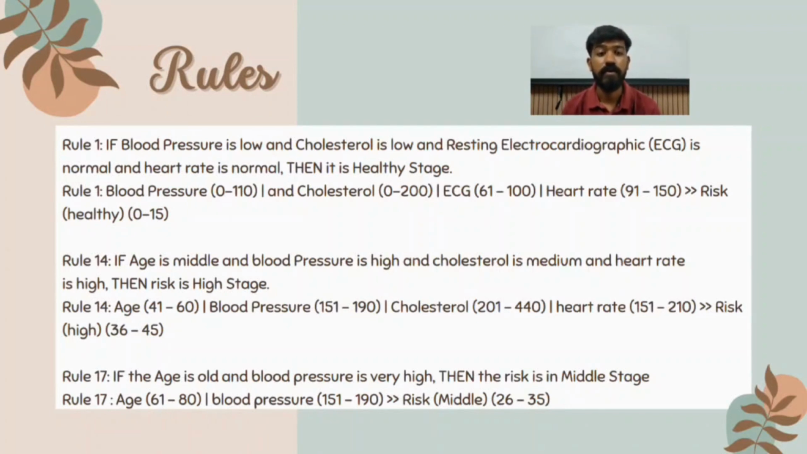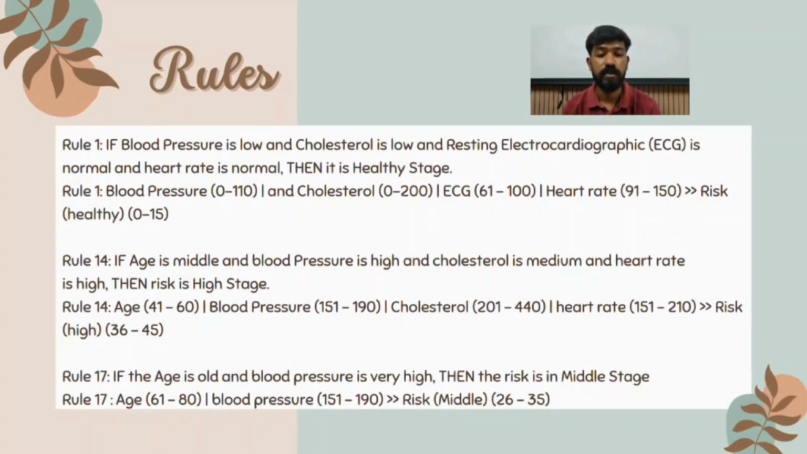So that means blood pressure is low means we are giving the range of 0 to 110. The cholesterol is low, the range is 0 to 200, and ECG is a normal state, so the range is 61 to 100, and the heart rate is normal, so the range is 91 to 150. Then the risk will be healthy stage. The healthy stage risk range is 0 to 15.